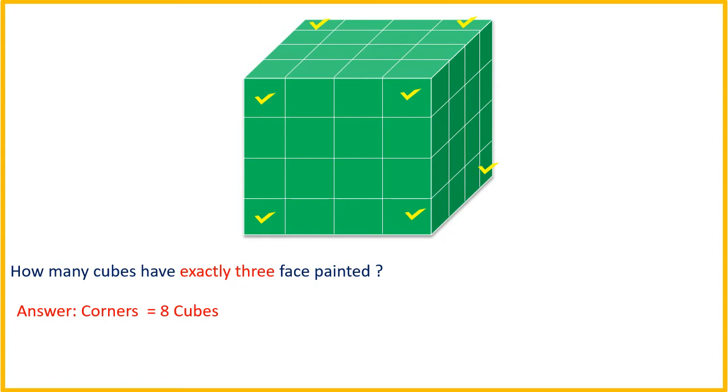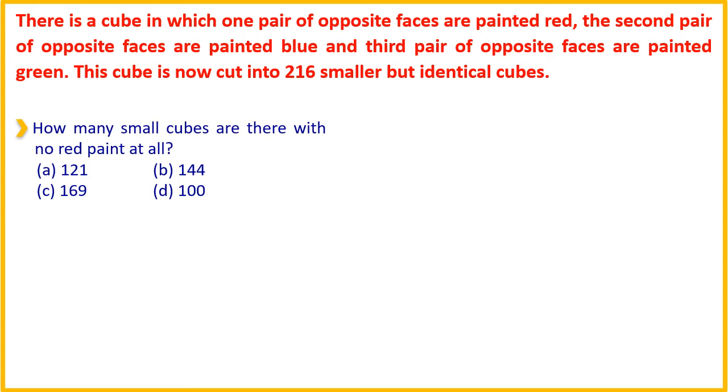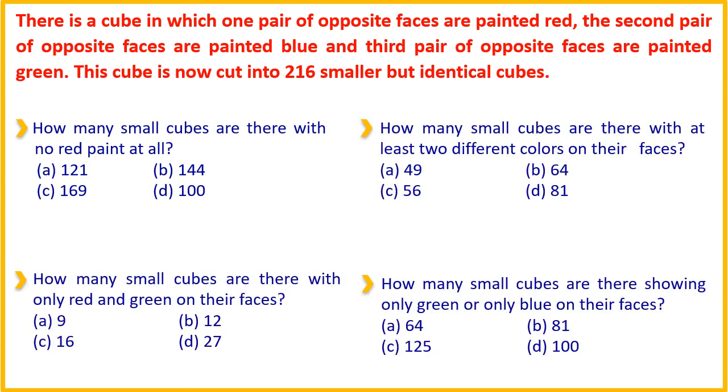I will try to explain these questions in the best possible manner. There is a cube in which one pair of opposite faces is painted red, the second pair of opposite faces is painted blue, and the third pair of opposite faces is painted green. This cube is now cut into 216 smaller but identical cubes. This is the data given, and on this basis 4 questions are asked here and we need to answer them.